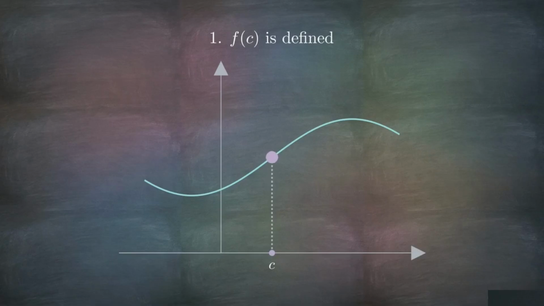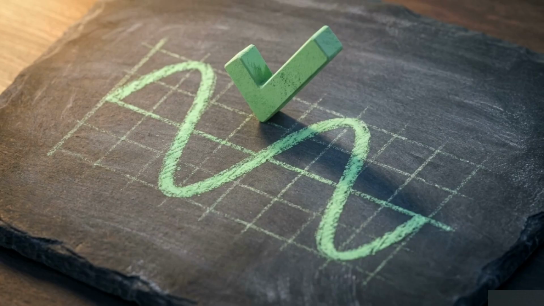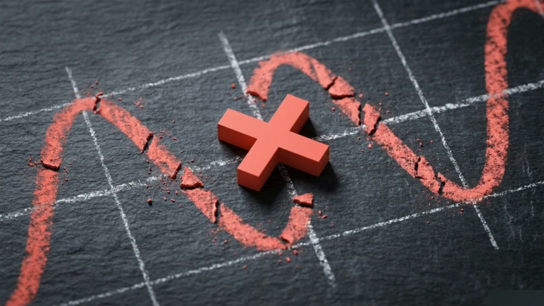First, the exact point, f of c, must be physically defined on the graph. There must be a coordinate anchored at that location. Second, the general limit must exist. This means as we look at the values approaching c from both the left and the right, they must be targeting the same numerical value. Third, those first two values must be equal. The destination the function is approaching must be the same coordinate where the function actually exists. By checking these three conditions, we can mathematically determine if a function remains connected or if it breaks apart at a specific coordinate.